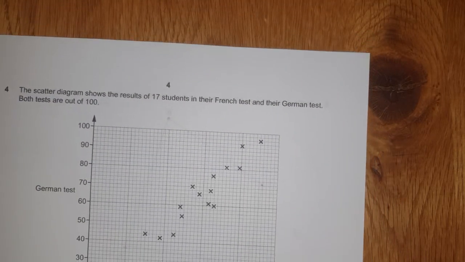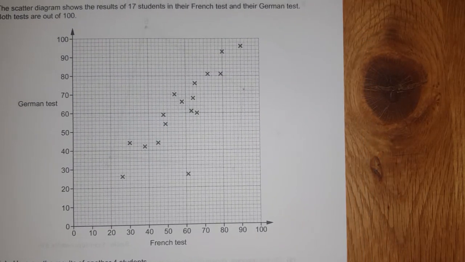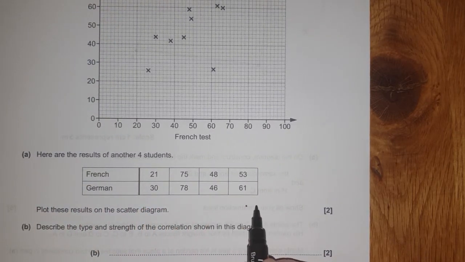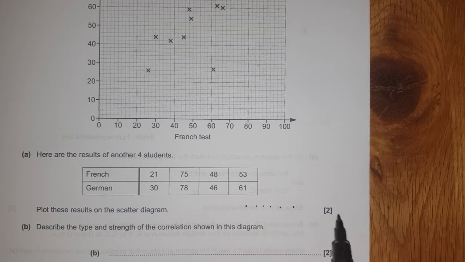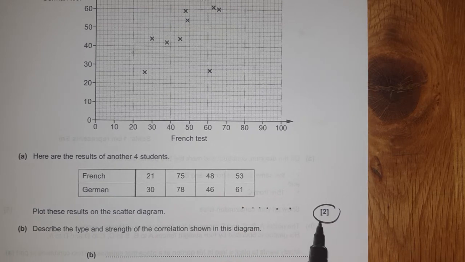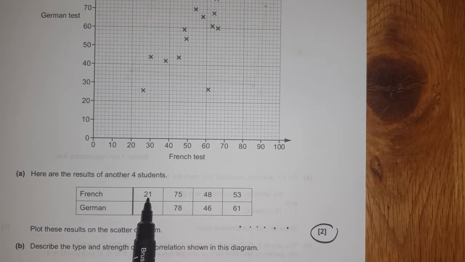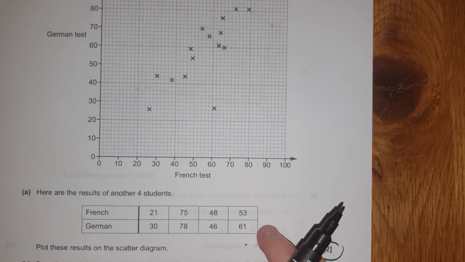If we look at question 4, you've got here are the results of another 4 students. Be careful of this. This is the one that, because there's no line to write an answer on, is often missed in an exam. Remember to look for exam marks rather than lines to write answers on. You get 2 marks for plotting these 4 extra people. So French result of 21, this person got a German result of 30.